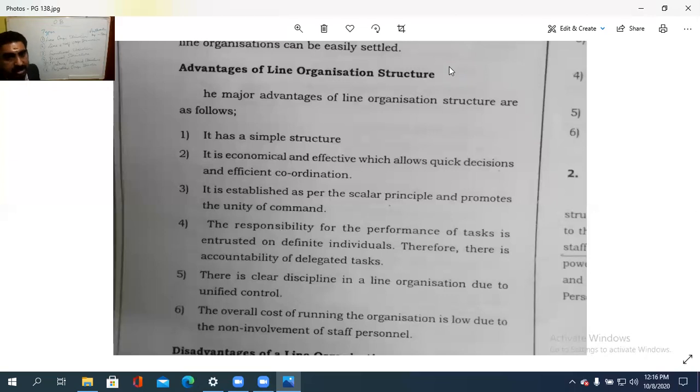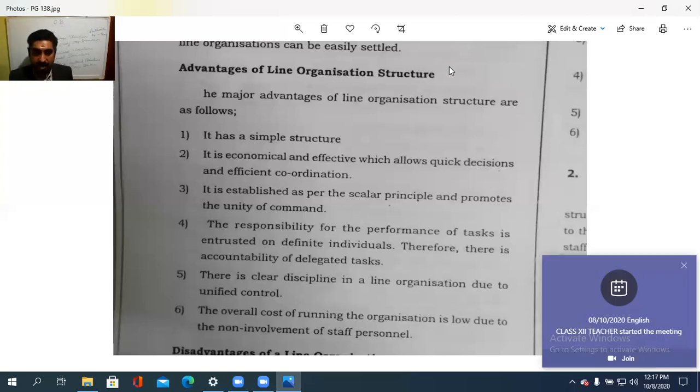So the responsibility for the performance of the task is entrusted with the person who has to do that thing. Only that person is responsible. Nobody will ask the other person. So if anybody is having a delegated task, he needs to do it. That is the responsibility for the performance of the task entrusted on a definite individual, and there is a clear discipline in a line organization due to unified control.